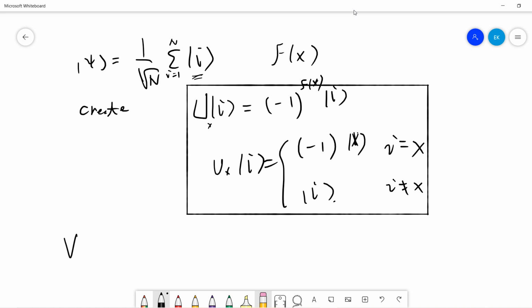Okay, and now we create another operation called V. Since we have phi, we can create a V defined by 2|phi⟩⟨phi| minus identity. Okay, so we have the one state and the two operations, Ux and V.